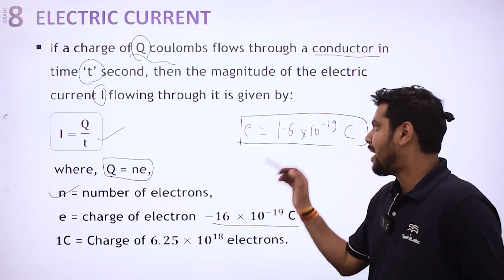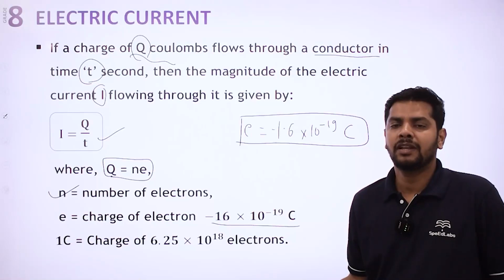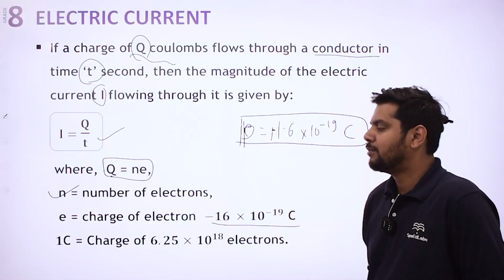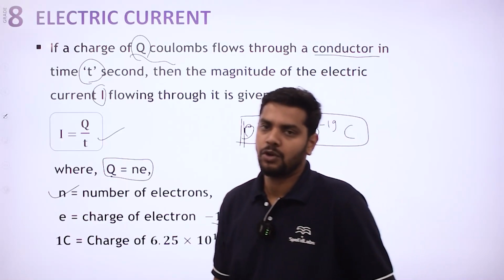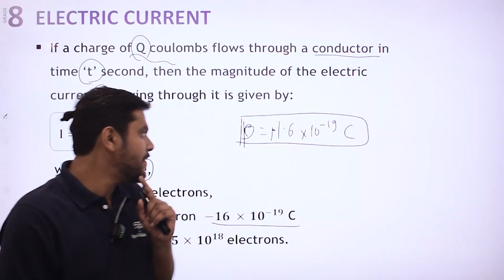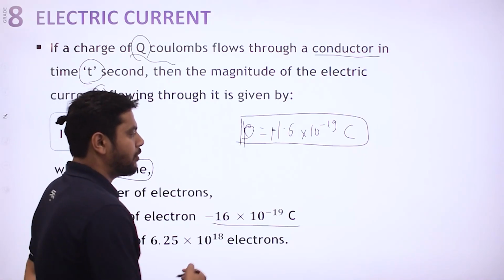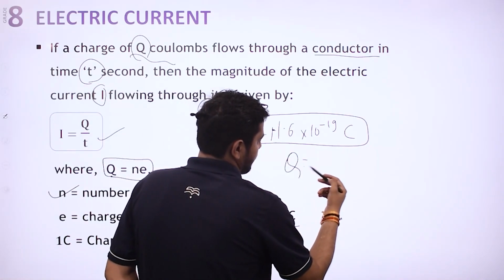And if I am writing minus over here, this means I am talking about an electron. If I am going to write, let's say, plus over here, this simply means that I am talking about the charge on a proton. One more point here: if someone asks you how many electrons are present in 1 coulomb of charge, let's say I know the value, that charge is how much?